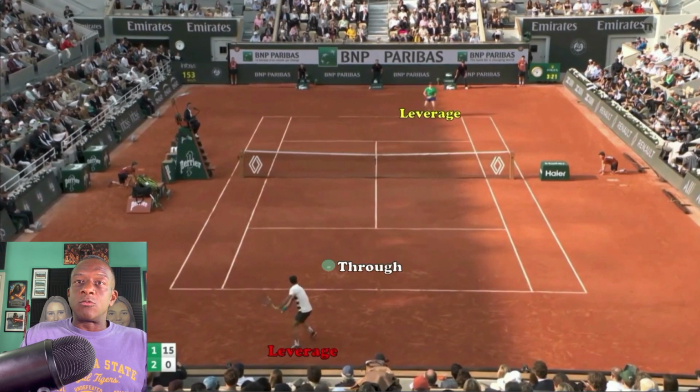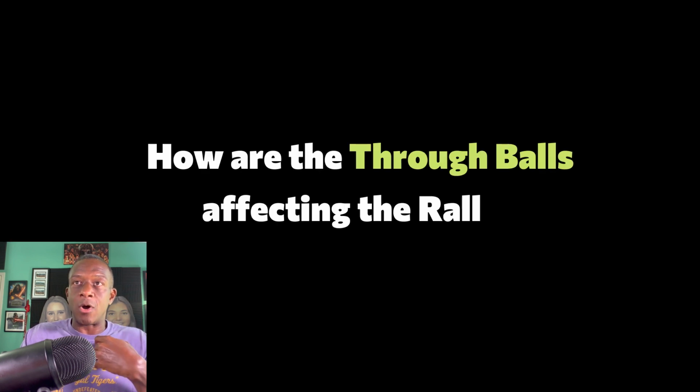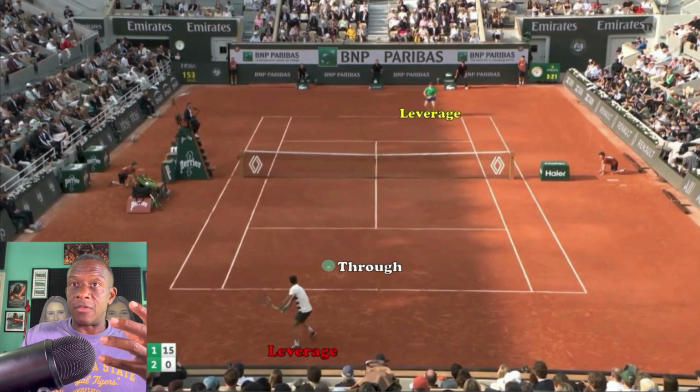The next thing is through balls. You're just paying attention to how is my through ball affecting him, how is his or her through ball affecting me. And that's a huge thing in the points and in matches, how much the through ball affects the 2 players. So it's something that you're always going to be paying attention to, and always kind of have an idea of how you want to use your through ball and how you want to defend their through balls when you're playing.